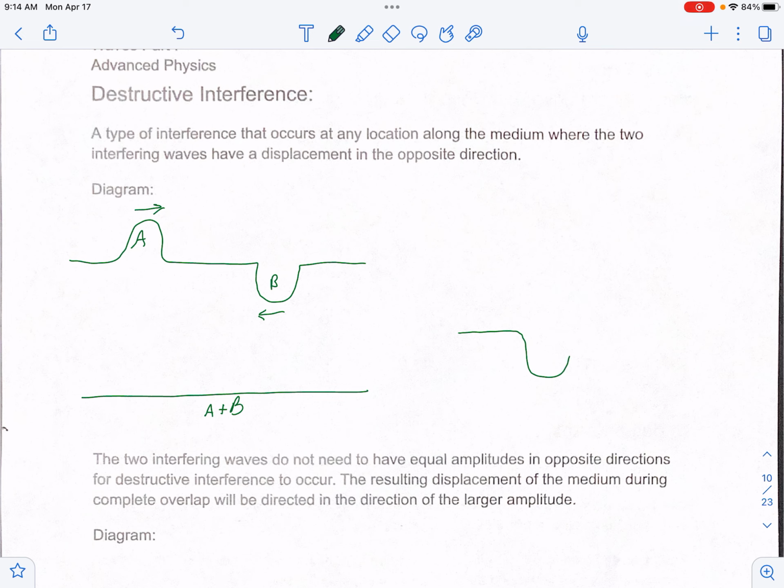B is still going to move along to the left, and A is still going to move along to the right. Okay, so the wave just didn't disappear completely. They just canceled each other out when they met, and then they go back to where they were after they meet in the middle.